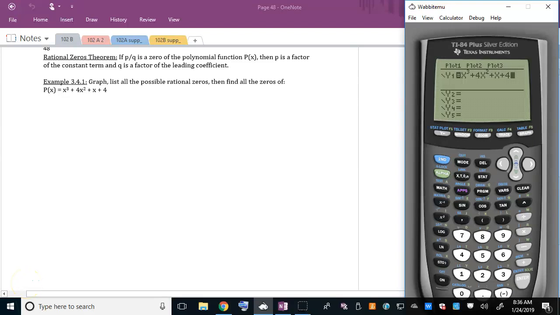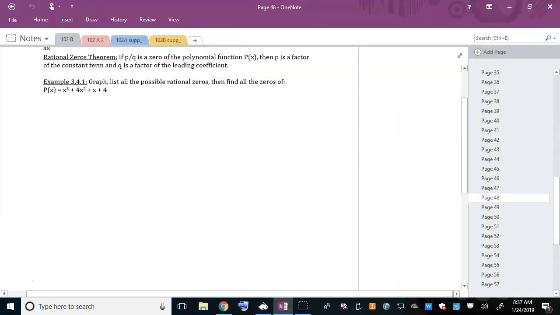Math 102, example 3.4.1. So here we'd like to continue to find the zeros of a polynomial. In our last section we were given one of them to start with, but this time we're just given the function and we want to find all the zeros. So first of all, this one is a cubic, so that means there are 3 zeros and I need to find all of them.